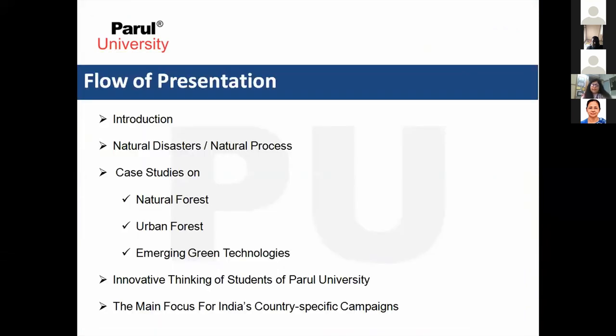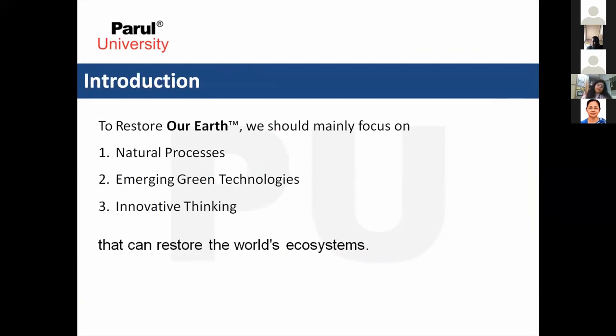The flow of presentation includes introduction, natural disasters or processes, case studies I have considered because till now we have just gone through the technical part, natural forest, urban forest, emerging green technologies, innovative thinking of students of our university, and the main focus for India's country-specific campaigns. So to restore our earth, we should mainly focus on the natural processes, emerging green technologies, and innovative thinking that can restore the world's ecosystem.